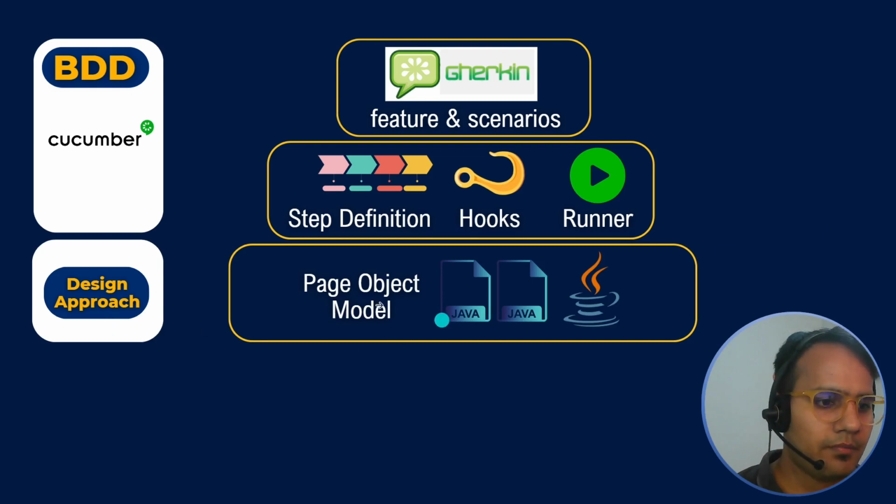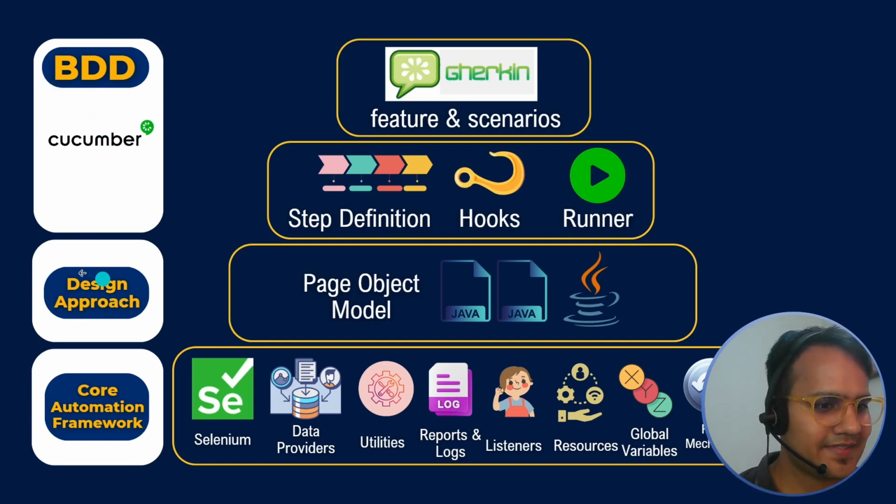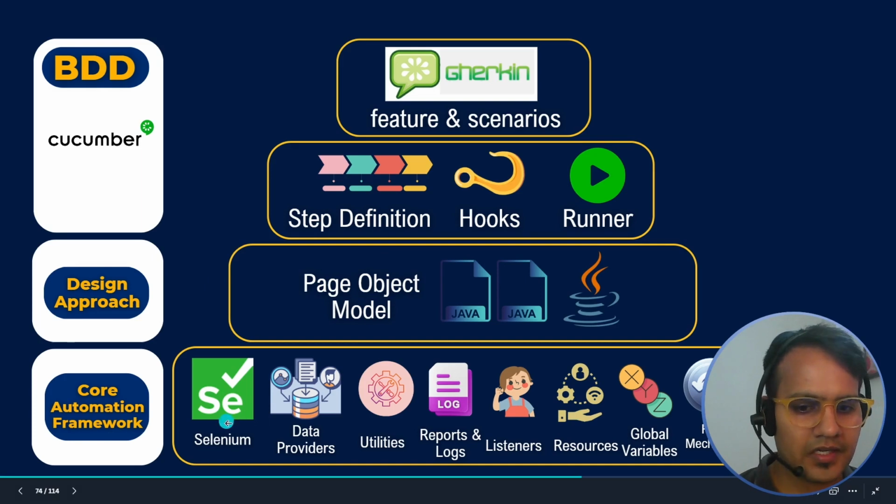Now the third layer is the page object model. After this layer, our page objects come into the picture. The rest comes under the core framework part. So the first layer is the BDD part, where we are using Cucumber. Second is the design approach, how we are going to use our page object models. And third is the core automation framework, where we are going to have all these things available, and we are going to create this core automation framework which is going to be used.